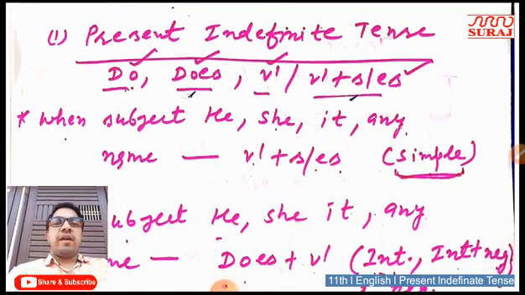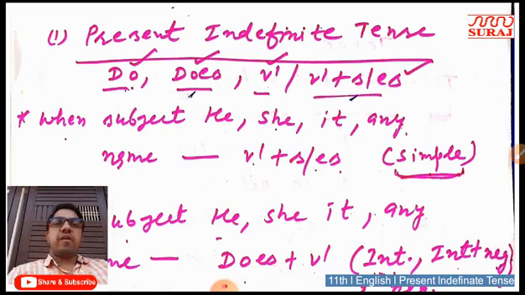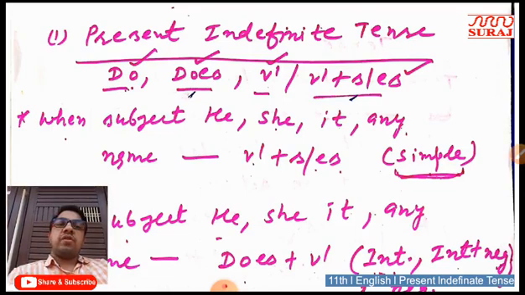You know very well that in present indefinite tense, the helping verbs are do along with first form of verb, does along with first form of verb, and in simple sentences only first form of verb, first form plus s or es. In that video I taught you that when the subject is he, she, it, or any name, we should use first form plus s or es along with simple sentences.